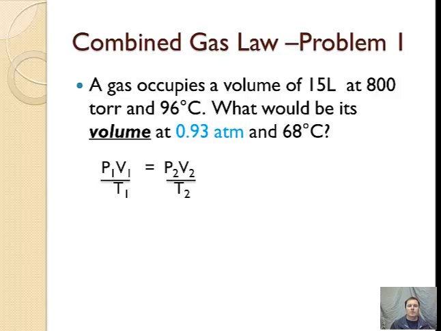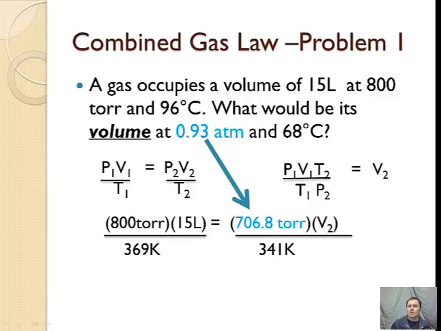So my equation is P1V1 over T1 equals P2V2 over T2. Now I'm solving for V2. When I rearrange it to solve for V2, it looks something like this: V2 is equal to P1V1 times T2 divided by T1 times P2. So I set up my original one. You'll notice that the 0.93 atmosphere, when I convert it, became 706.8 torr. Now I'm going to take this times this, cross multiply, and then take this times this, and then divide. I get an answer of 15.69. So we originally started off with 15 liters, and now we slightly increase.